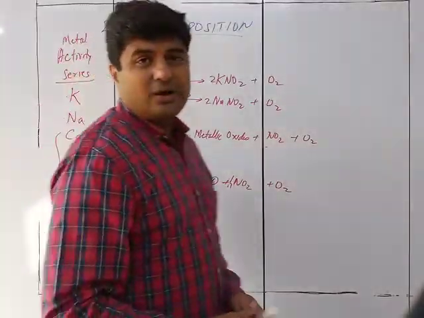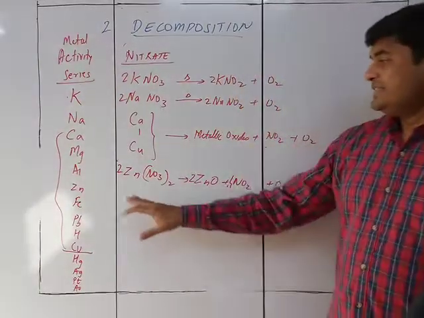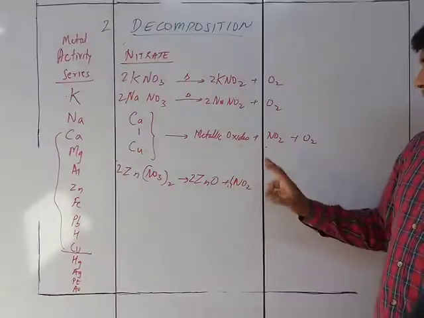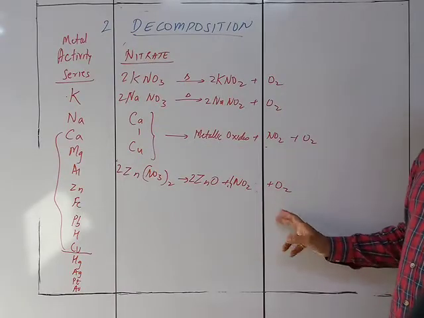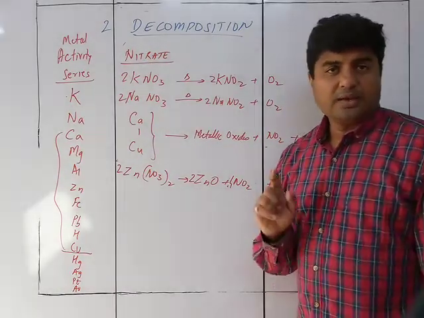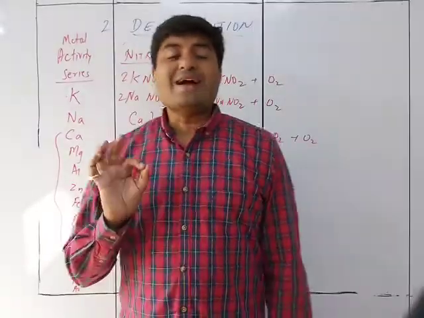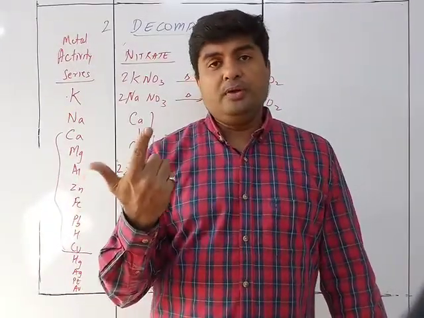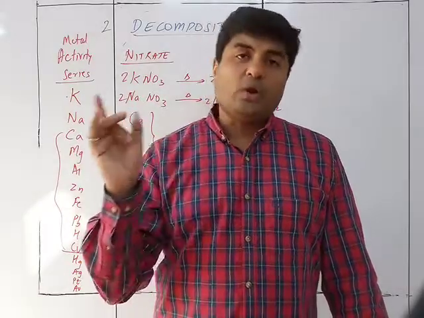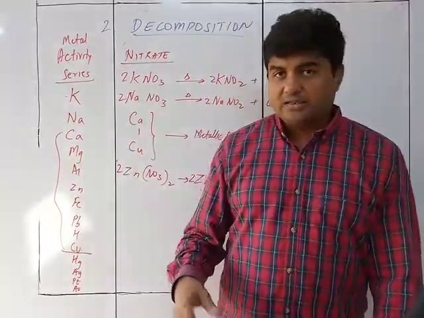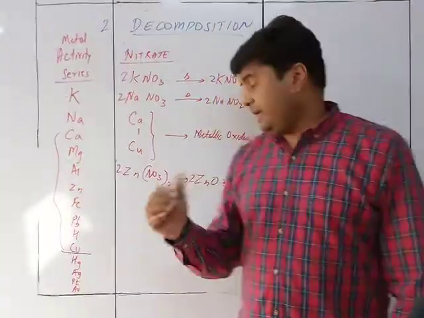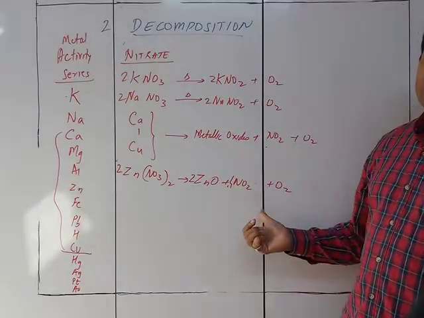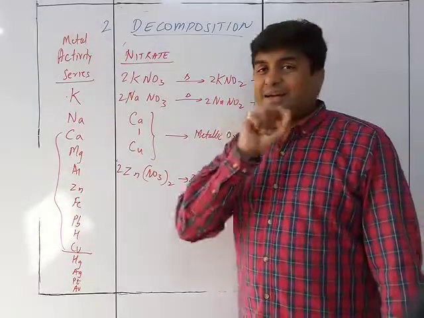Okay, so this is how you are going to see that zinc nitrate will give you zinc oxide plus nitrogen dioxide plus oxygen. Clear? So that is the nitrates when they are heated. In case of potassium and sodium, it will be nitrite and oxygen, whereas with other ones, it will be that particular oxide of the metal plus nitrogen dioxide plus oxygen. So what is the result over here?